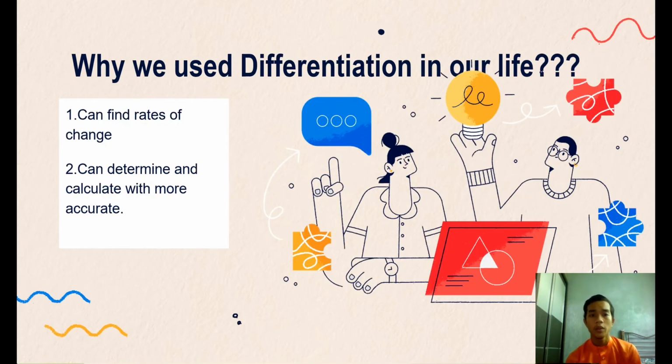It's also related to a function, so that we can determine if the function is increasing or decreasing. Do you guys know that differentiation is very useful in our life? It can be used in a variety of situations. Differentiation can find the rates of change, and it can also determine and calculate something more accurately.